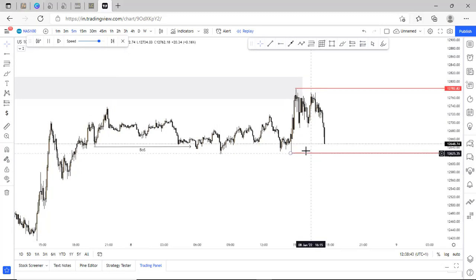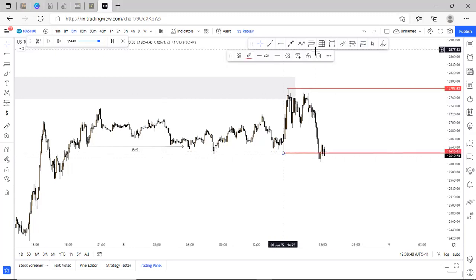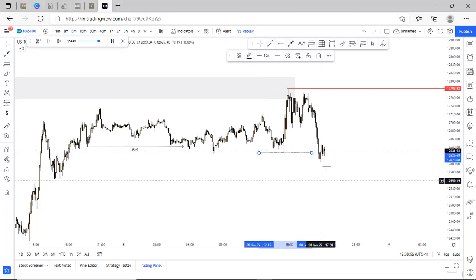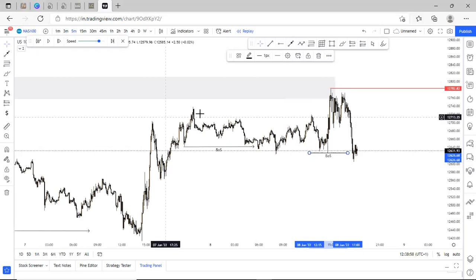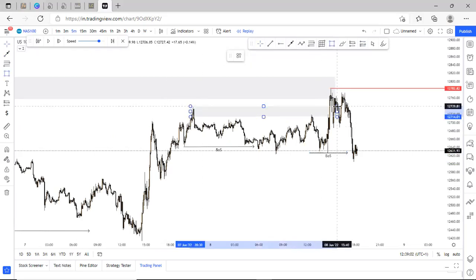Price moved, so we got the break of structure. Once we have this break of structure, this is a confirmation. This is the confirmation that we need to continue the sell trade. And fine, if you had gotten into a sell from here, right here, and you got stopped out, no problem.